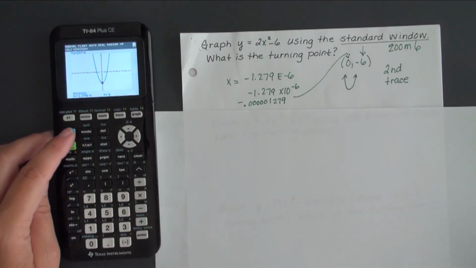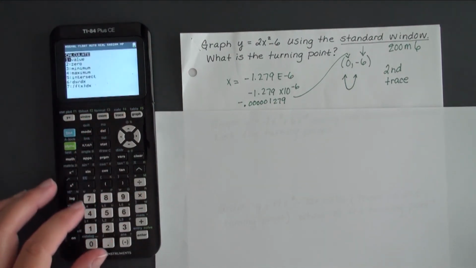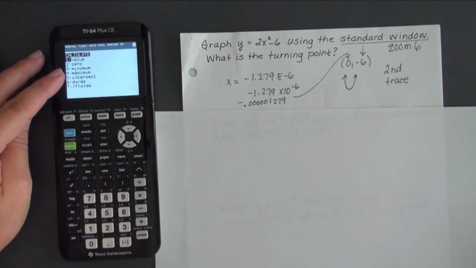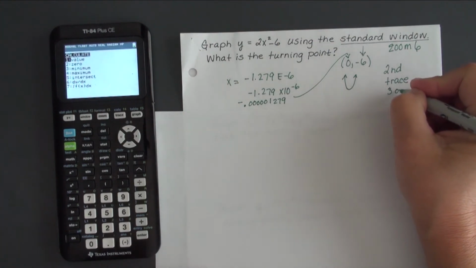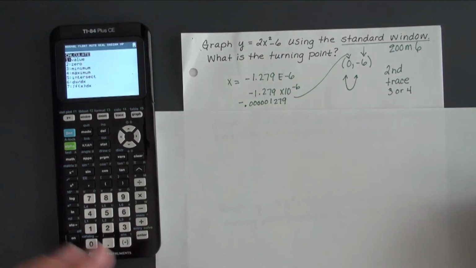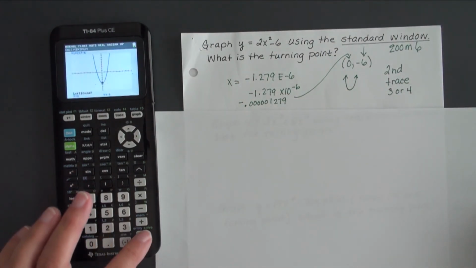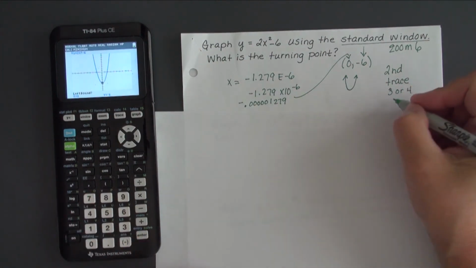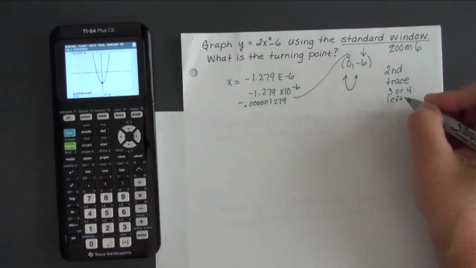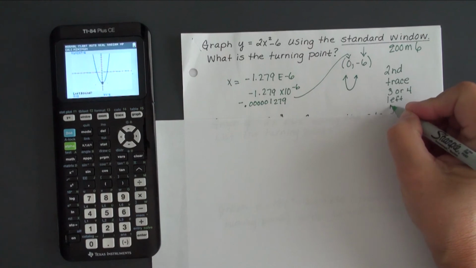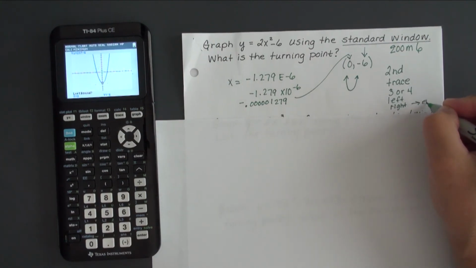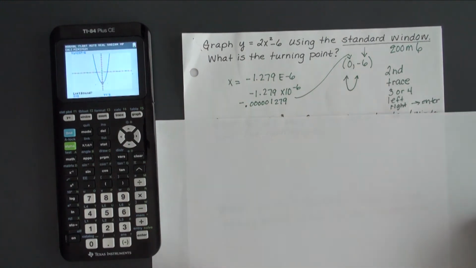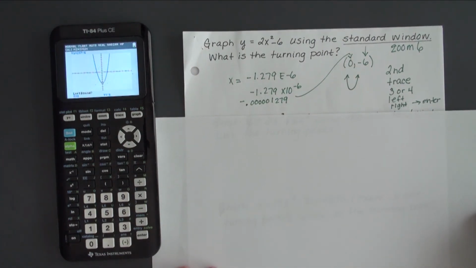Okay, so what did I do? I did second, trace, and then I did 3 for minimum. If it were a maximum, you'd do 4. So 3 or 4. And then you need to mark the left bound and the right bound, and then enter. And you will have your minimum on this particular graph. So make sure you can do that before we continue on.